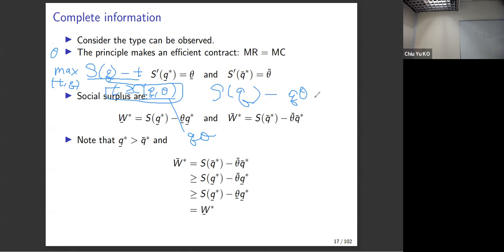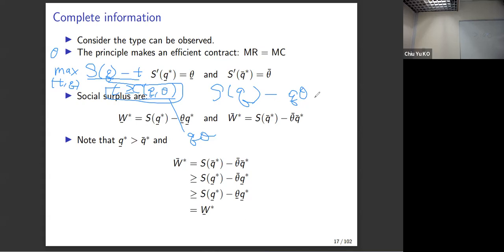So that would be that, right? Is that clear? Now the social surplus will be this minus the cost, same. And you can easily see without even thinking that if you're low cost, the quantity produced is more than in the case of high cost. That's why you need S double prime to be negative. That's derived from that.